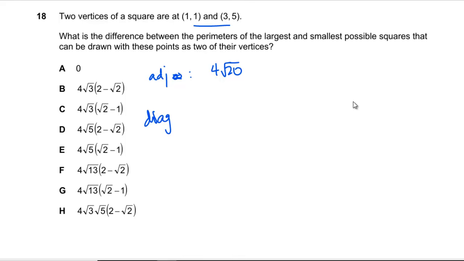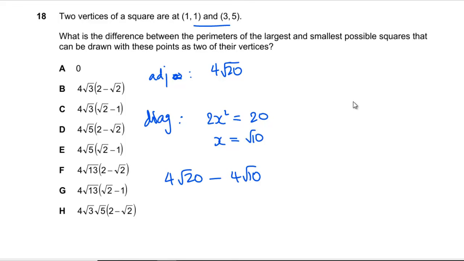So we're going to have that 2x squared is going to be equal to 20. So using Pythagoras, so we're going to have that x is going to be equal to root 10. So we want to do 4 root 20 minus 4 root 10, which has got to look like one of these. So we've got a lot of root 5s kicking around here.